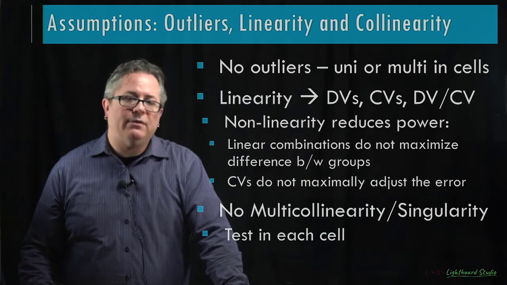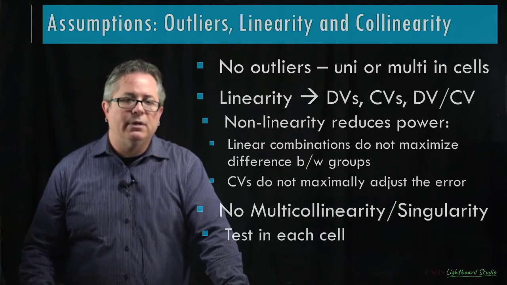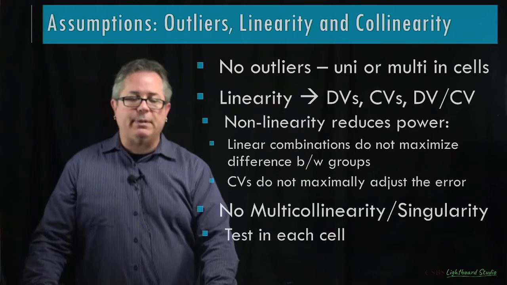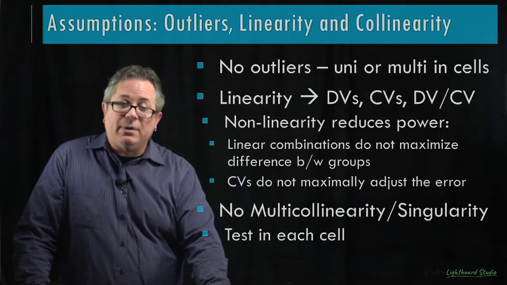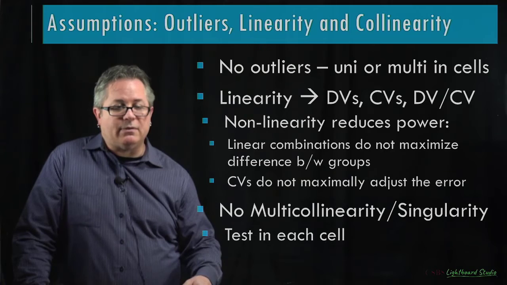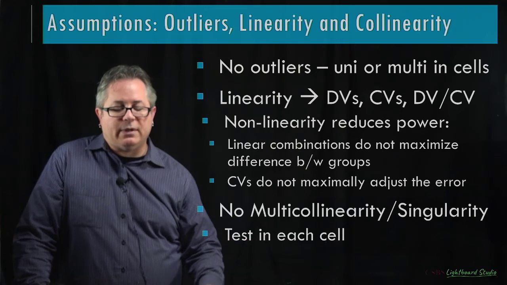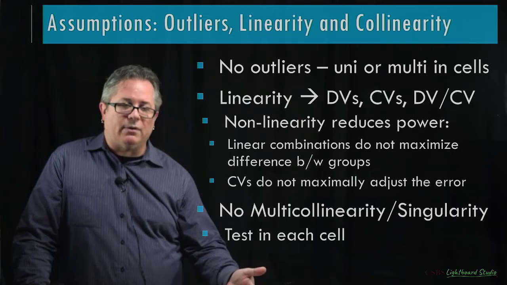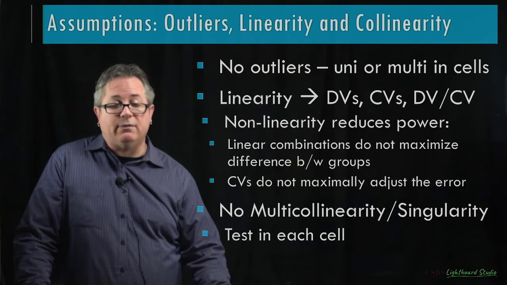Anyway, we're assuming things like linearity as well. Your DVs, your CVs, and your DV and CV relationships should all be linear. If they're not linear, like if you have curvilinear relationships, MANOVA, just like ANOVA, is not going to pick up on those types of relationships. So nonlinearity may reduce your power. The groups may be different, but in a nonlinear way, so when it tries to linearly combine the DVs to differentiate between the groups, it's not going to be able to do that because the differences are not linear. And if your covariates are not linearly related to your DVs, then they are not going to adjust the error very much. You want them to reduce error and make the test more powerful, and they can't do that without a linear relationship with the DVs.